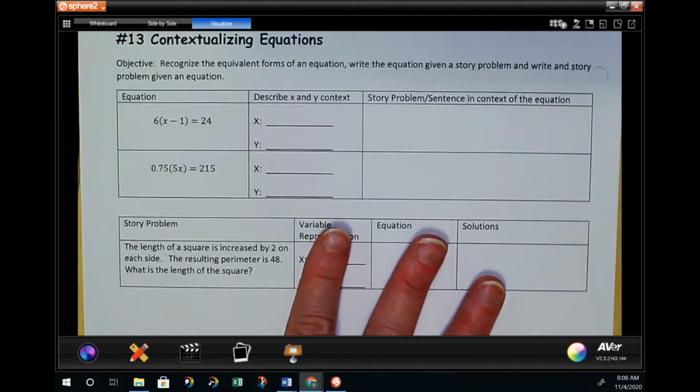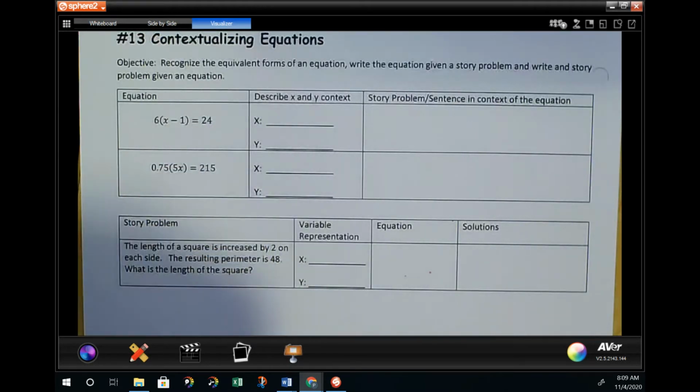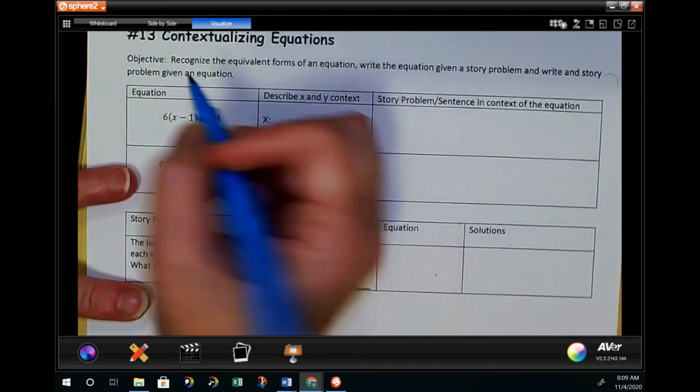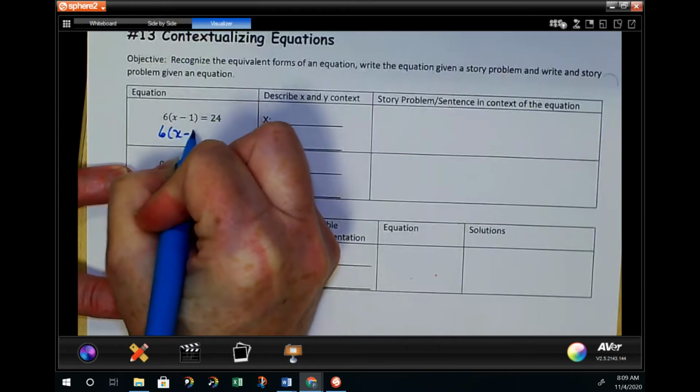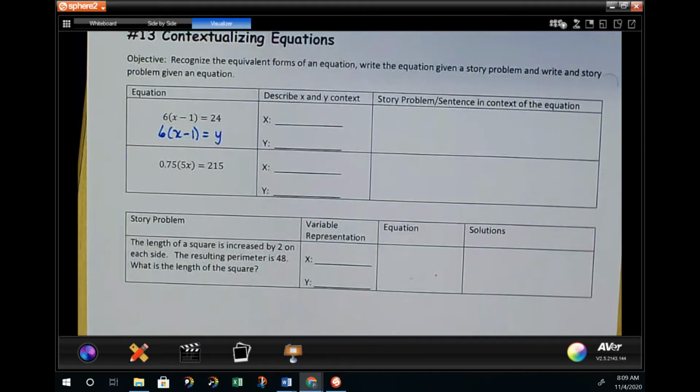So for this first thing, you have to think about what that equation means. You have 6 parentheses x minus 1 equals 24. You have to think about what those particular things can be, and determine what these values are. Remember, this is going to be 6(x minus 1) equals y, so we have to figure out what that 24 is actually going to represent.